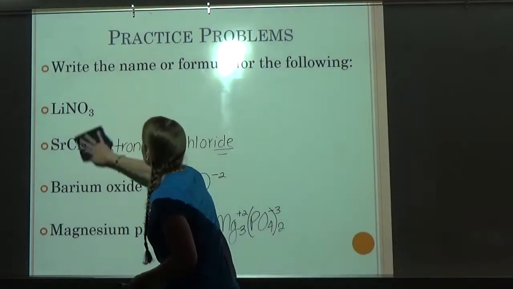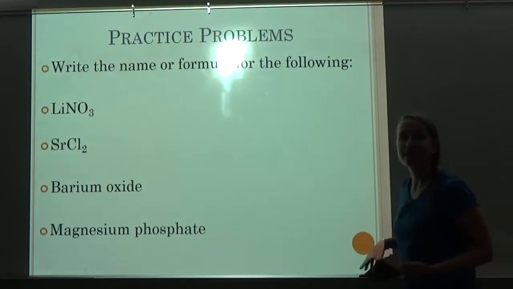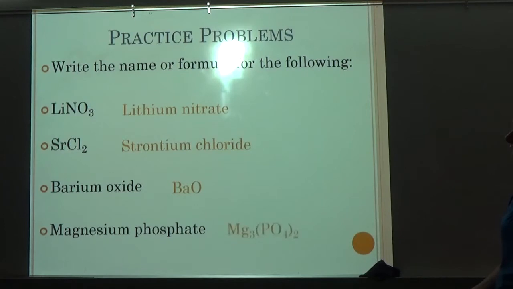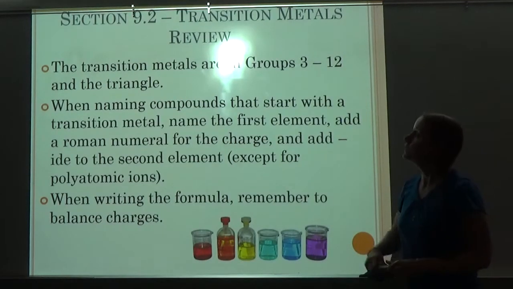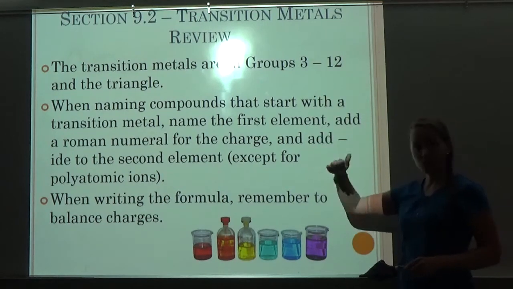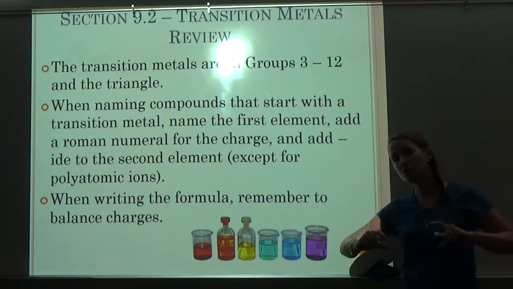So let's move on to what we learned in 9.2. In 9.2, we learned how to name compounds that start with a transition metal or other element that can have more than 1 charge. So remember, the transition metals are in groups 3 through 12. It includes that little triangle of elements up under the stair step, not aluminum, and it includes the lanthanides and actinides at the bottom.